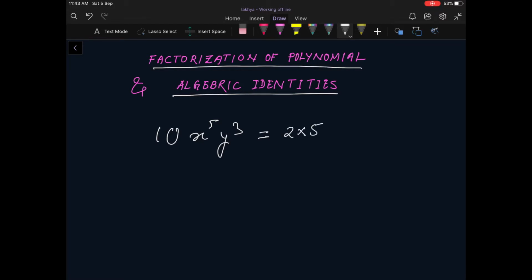10 can be factorized as 2 into 5. Then x to the power 5 means x into x into x into x into x, 1 2 3 4 5. Then y to the power 3 means y into y into y. That's how we can factorize a monomial. Now let me show you how to factorize a binomial.